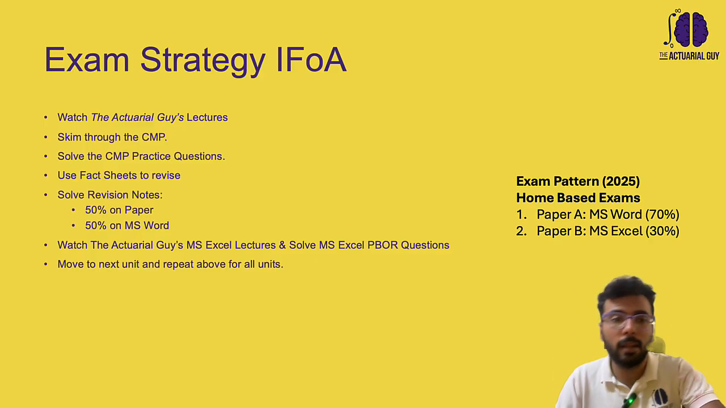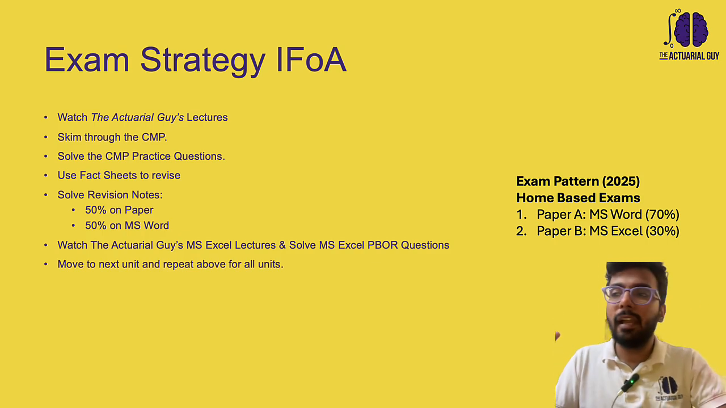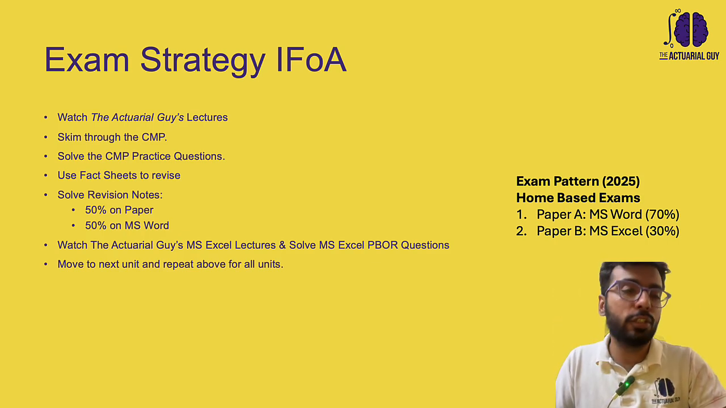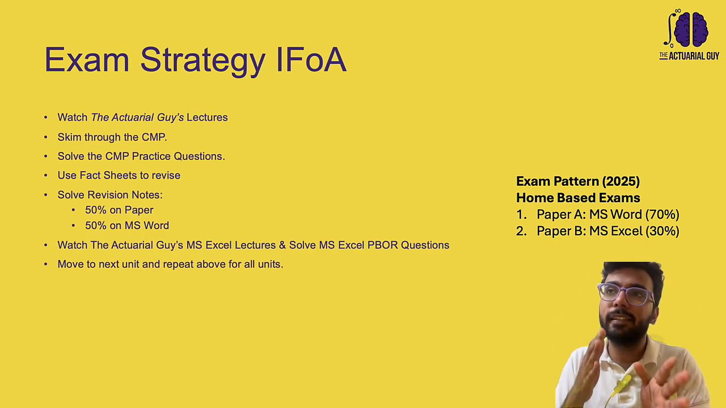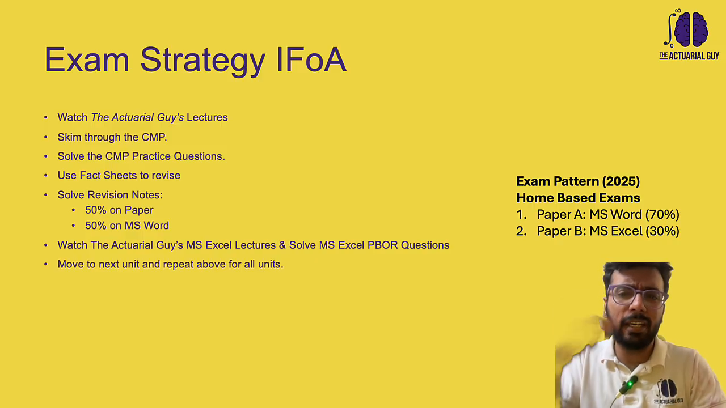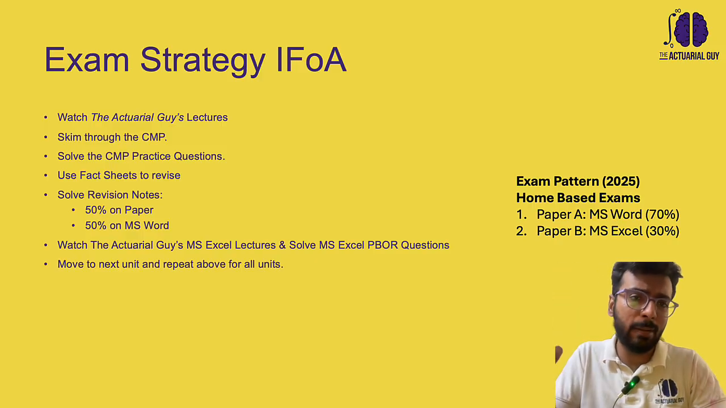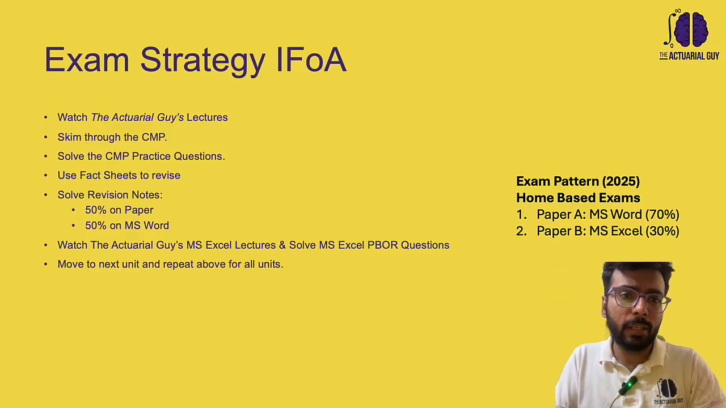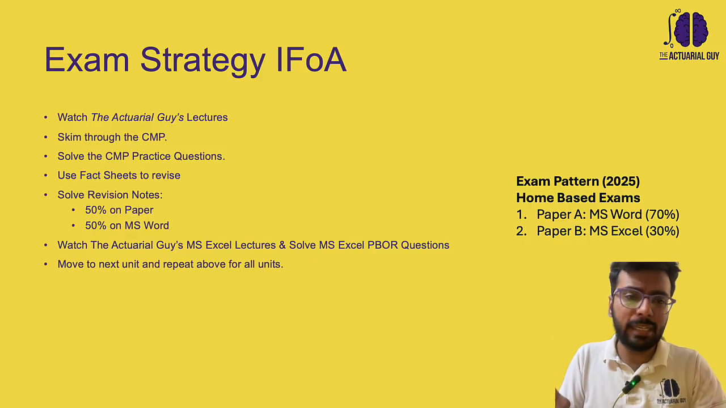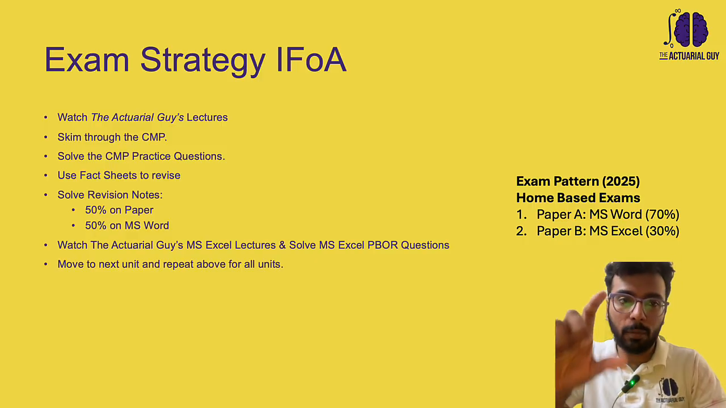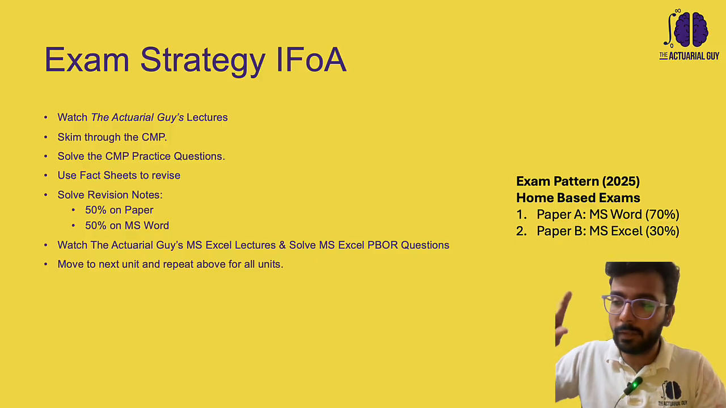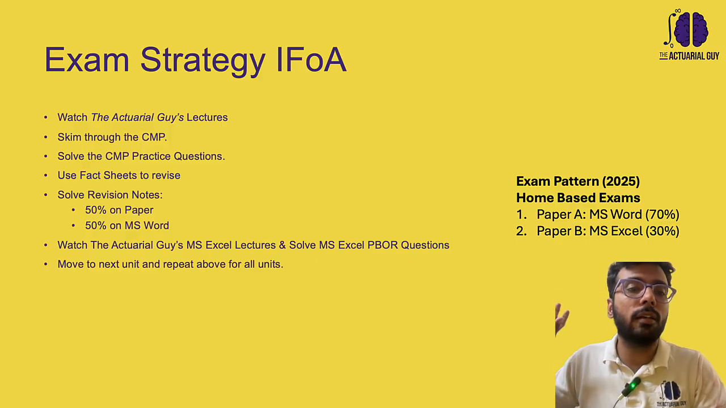Now, what do I mean by a unit? By a unit, I mean each revision note booklet. A booklet consists of 3 to 4 chapters. Typically, it will be in the way that I had described the units in the previous section. It doesn't have to be exactly the same, but for the purpose of this exam strategy, you should consider one revision notes booklet as one unit.